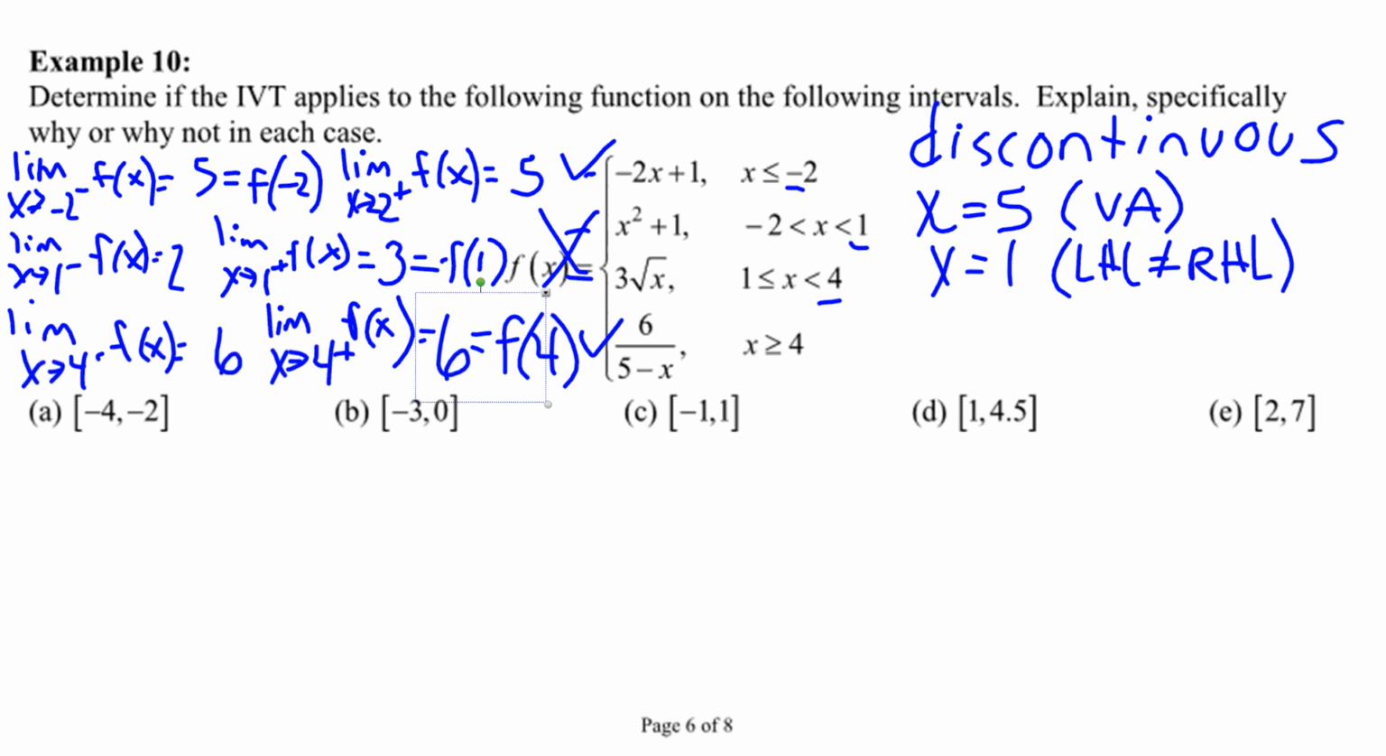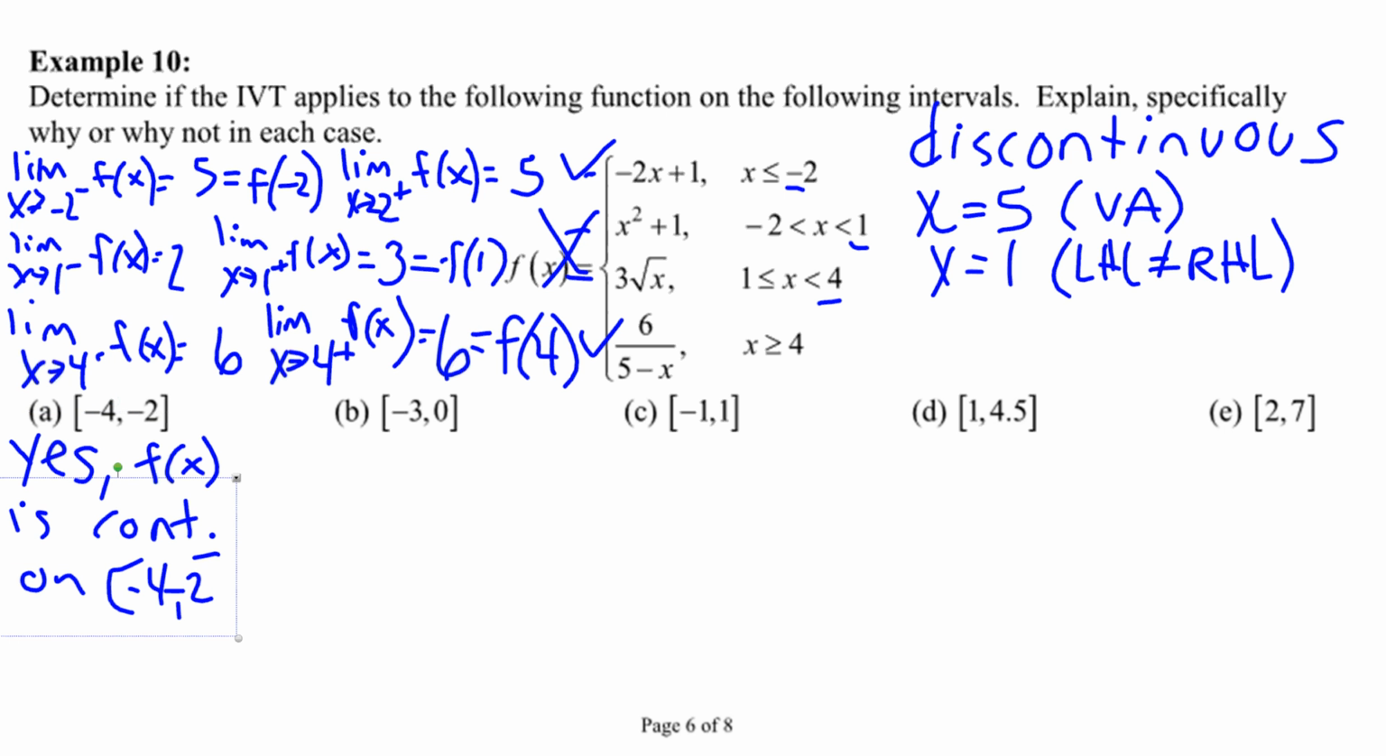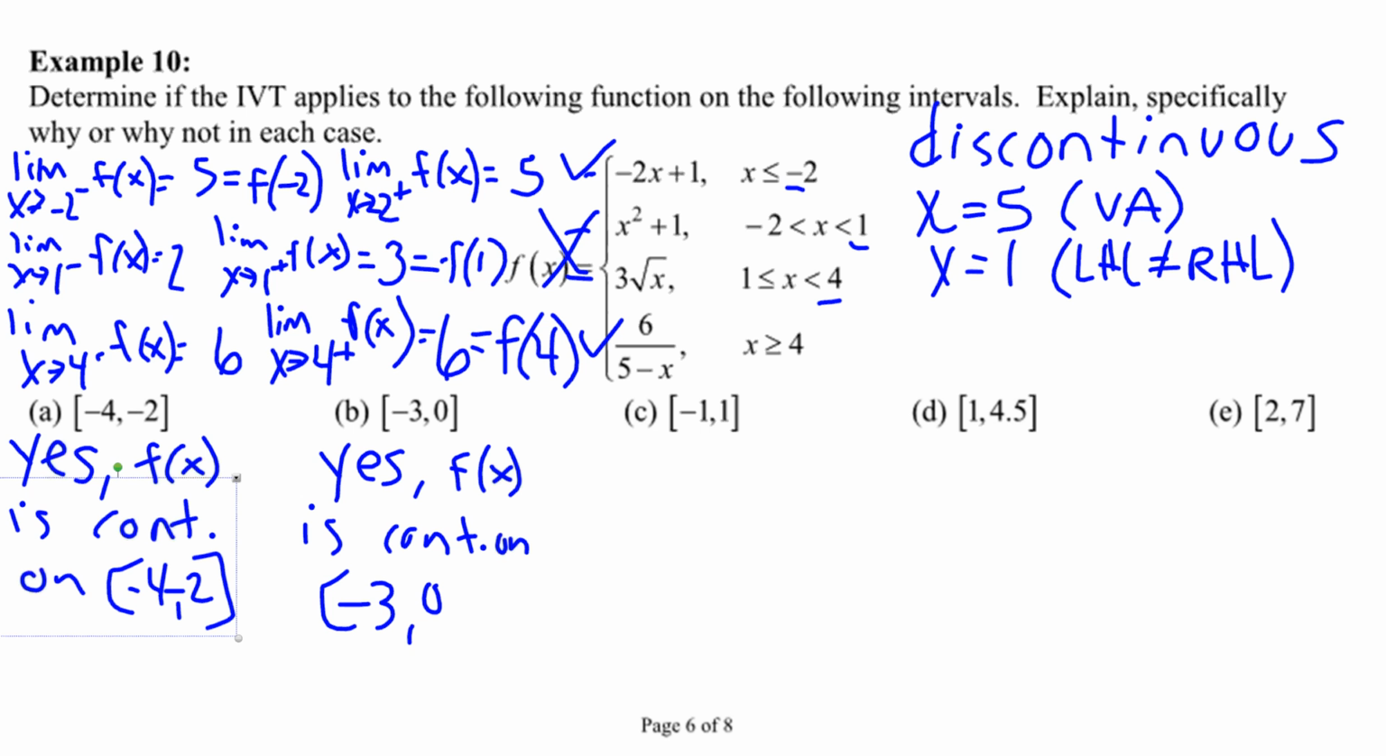So does the IVT apply on this closed interval? Yes, because f of x is continuous on that closed interval. And be specific. Okay, practicing writing these things will help you remember when you use it. Alright, -3 to 0, same thing. There's no discontinuities there, so f of x is continuous on that closed interval. So the IVT applies.